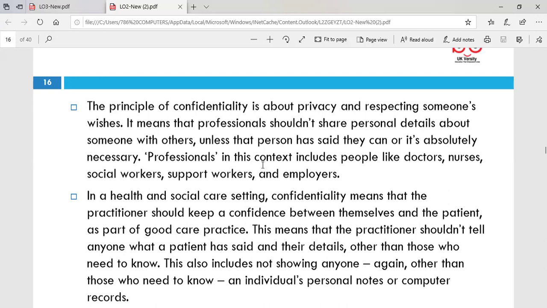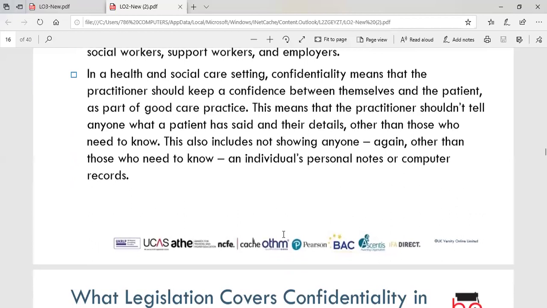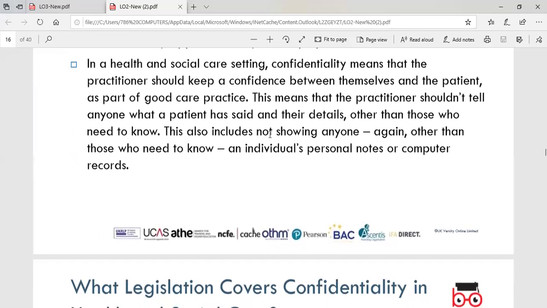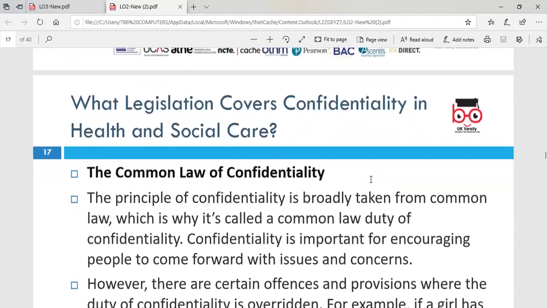This means that the practitioner would not tell anyone what a patient has said or any other details that could be shared. And this would also include not showing anyone who doesn't need to know an individual's personal notes or computer records or anything. Even if it's your close colleague, you don't need to share this information with them if they don't require this information.